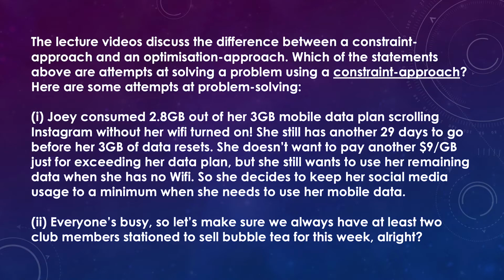Okay, next one. Joey consumed 2.8 GB out of her 3 GB mobile data plan scrolling Instagram without her Wi-Fi turned on. Wow, sucks to be you, right? If you are in that situation. She still has another 29 days to go before her 3 GB of data resets. Now, this story is very detailed because why? Story of my life, yeah? Hashtag FML. Okay, anyway, so she doesn't want to pay another $9 per GB just for exceeding her data plan, but she still wants to use her remaining data when she has no Wi-Fi. She decides to keep her social media usage to a minimum when she needs to use her mobile data. Notice the explicit expression, usage to a minimum. So this one is optimization, not constraint.